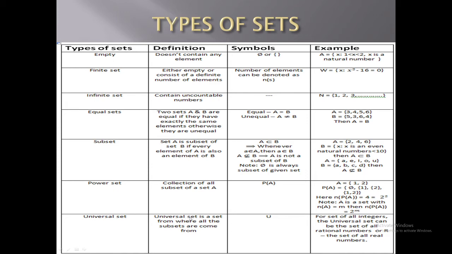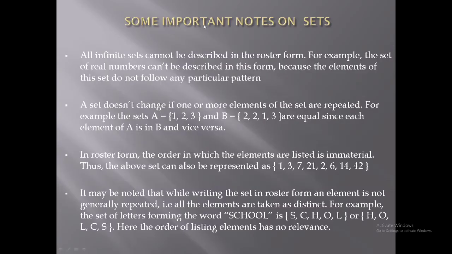Universal set. A universal set is a set from where all the subsets come from. We denote it as U. For example, for the set of all integers, the universal set can be the set of all rational numbers or the set of all real numbers. So I think you will understand better. Move on to next slide. Here I am giving some important notes which were missing till now. And let us move on to next slide.